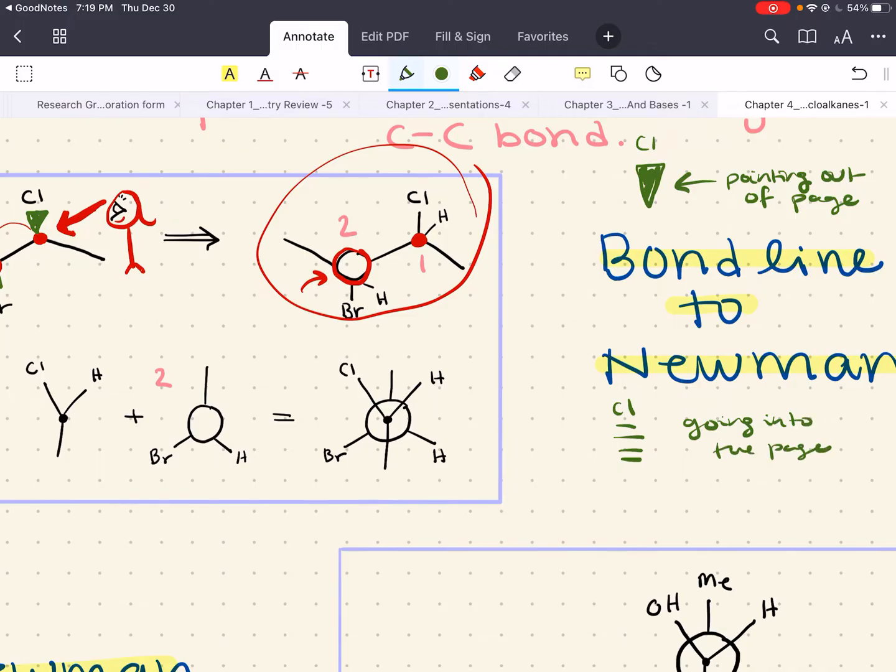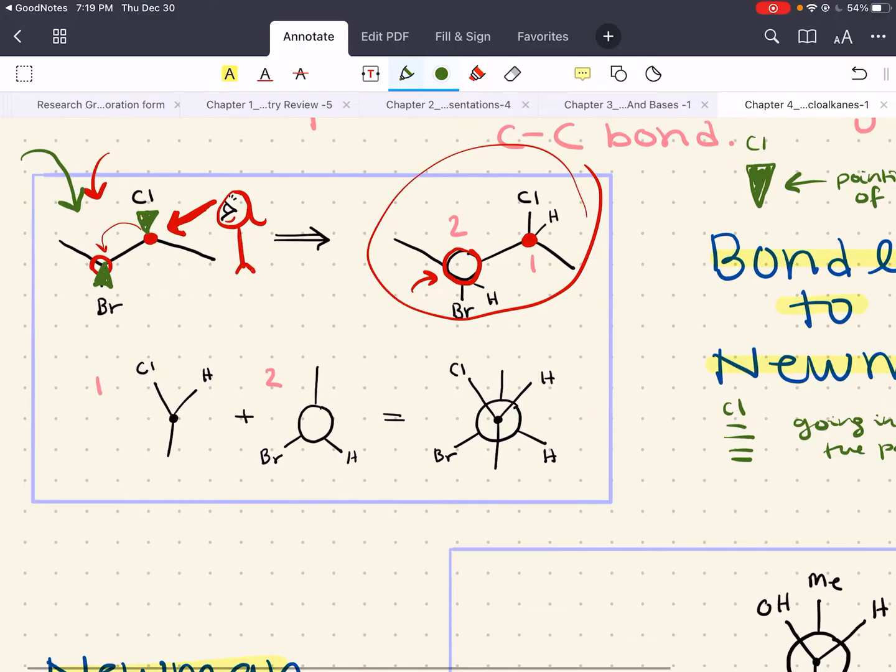Whenever you're converting bond line into Newman, some of the substituents on the carbons you're looking at are going to be drawn in either a wedge or a dash to help you know if it's pointing out of or into the page, because that's going to be really important when you draw your Newman, so you know where to put things. Keep that in mind. Awesome. So our chlorine is on a wedge, and so is our bromine. They're both coming out of the page.